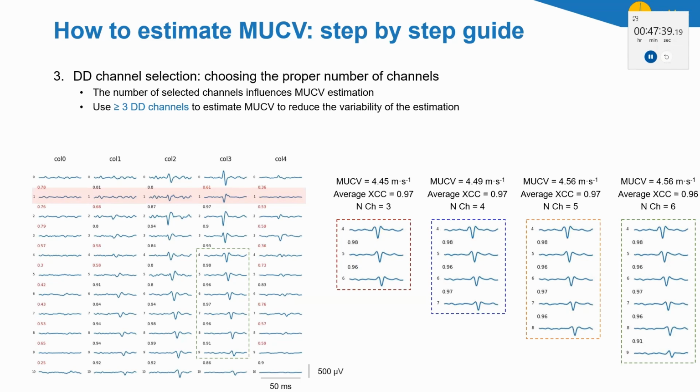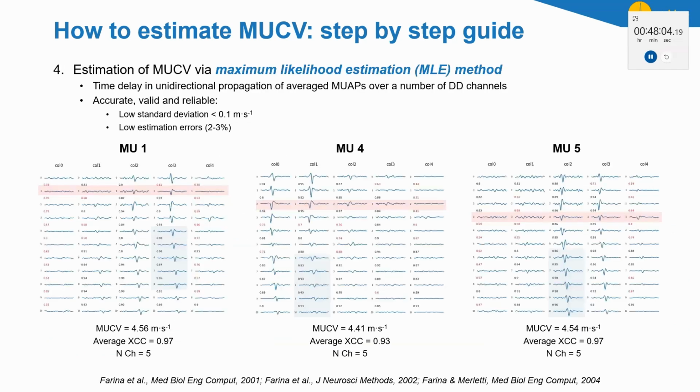So in this case, what should we do? We should always look for the highest number of adjacent double differential signals characterized or supported by the highest average cross-correlation. So also in this case, which is exactly the same example I've done before, we would go for column number 3, channels from 4 till 9.